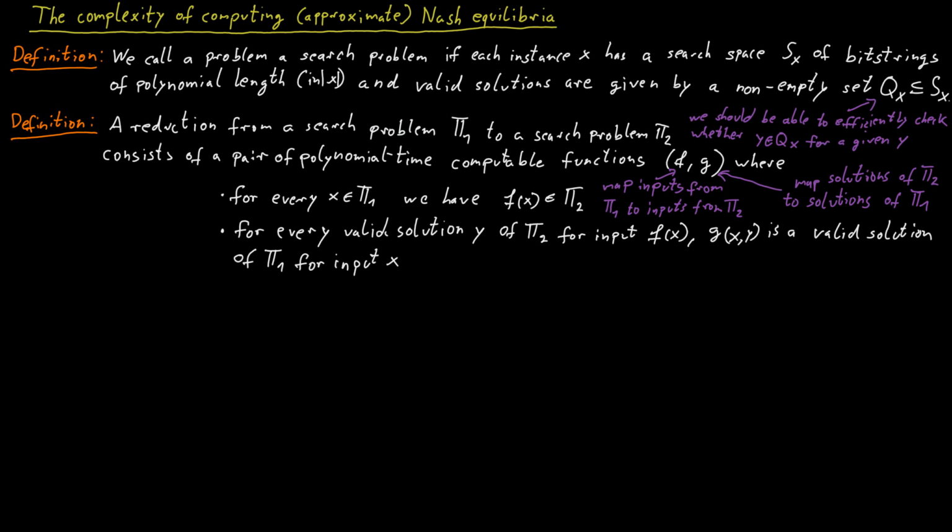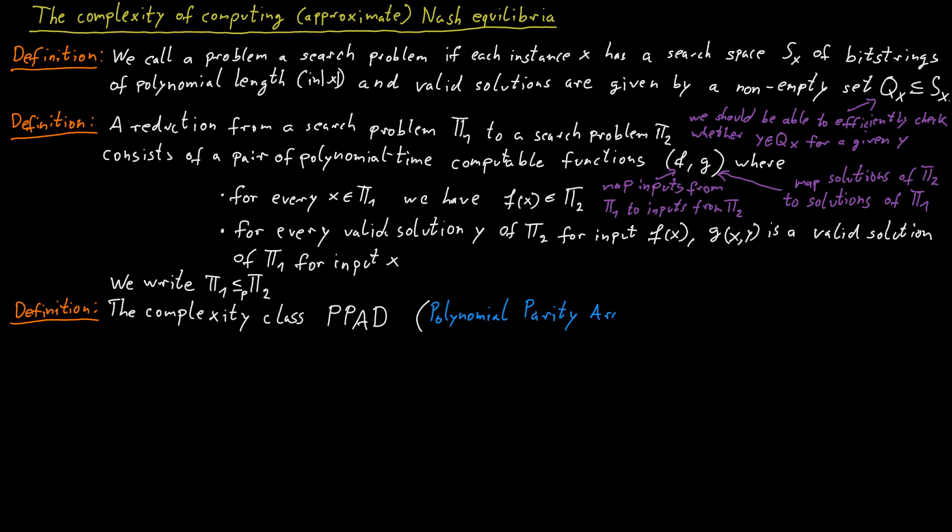And if such a reduction, a polynomial time reduction exists, then we write that P1 reduces to P2 in polynomial time. And with this, I can finally define this complexity class PPAD, which I mentioned before. PPAD stands for polynomial parity arguments on directed graphs. And you might be able to guess where this name comes from.